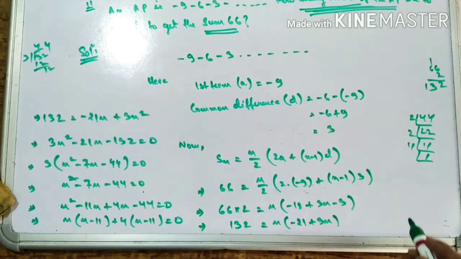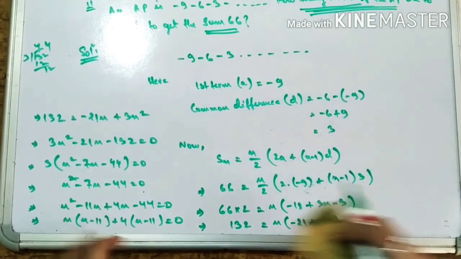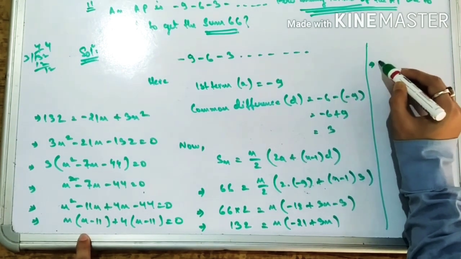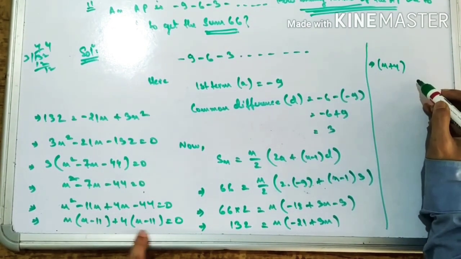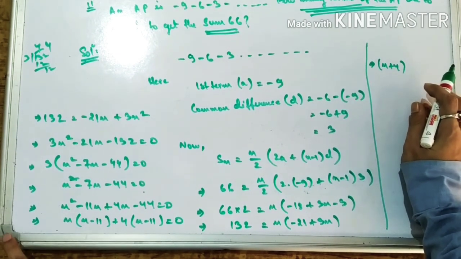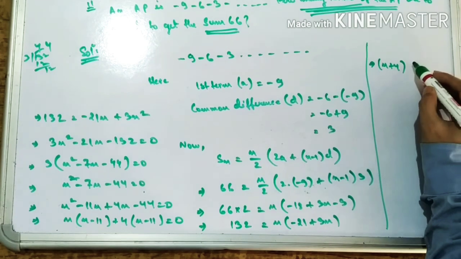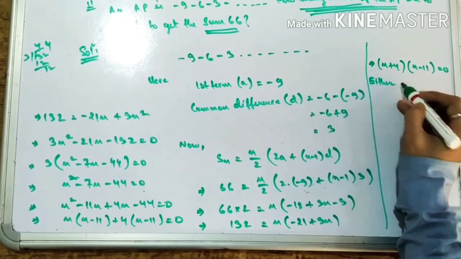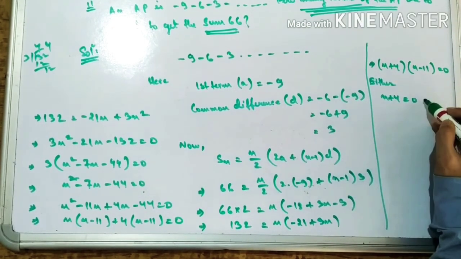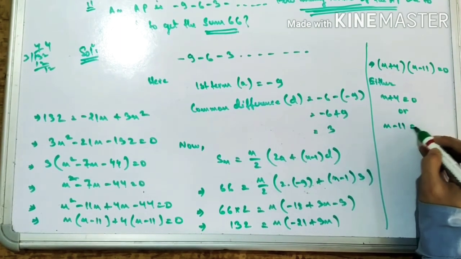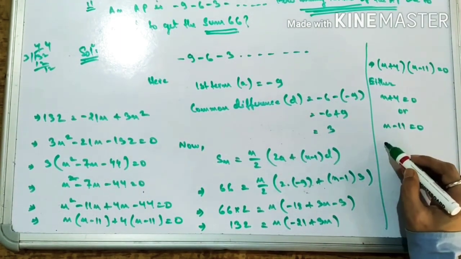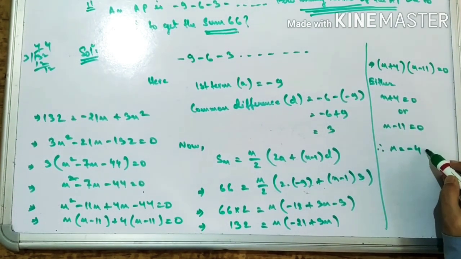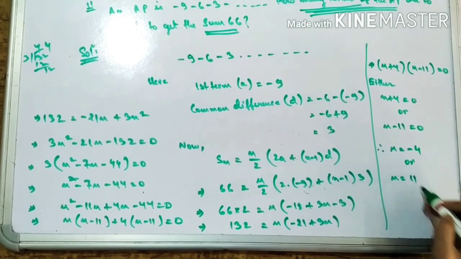Understand? So from here what will I get? From these two expressions, n minus 11 is common, yes or no? So ultimately I get n plus 4 into n minus 11 is equal to 0. Now either n plus 4 is equal to 0 or n minus 11 is equal to 0. Therefore n is equal to minus 4, or n is equal to 11.